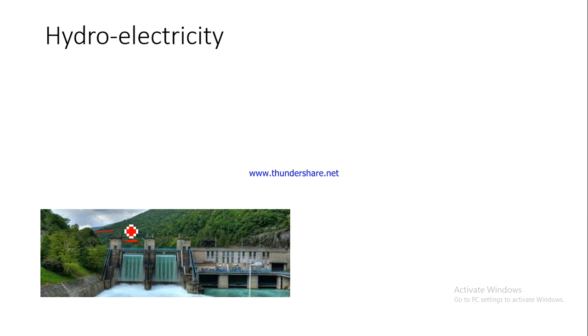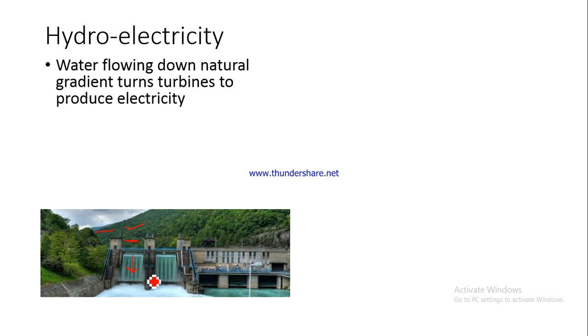where the water is being stored, and then water will be made to move through these gates, and when the water moves through these gates, the potential energy, because of storage, will get converted to kinetic energy. Water will move at a very high speed, and this would turn the turbines here, and this would generate electricity. So this is how we are able to generate hydroelectricity.